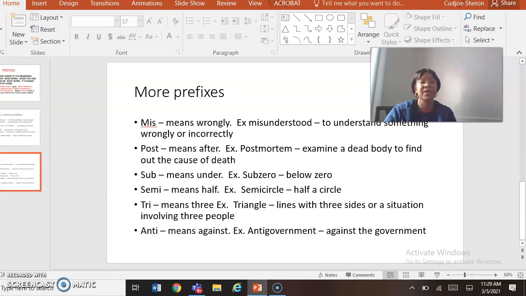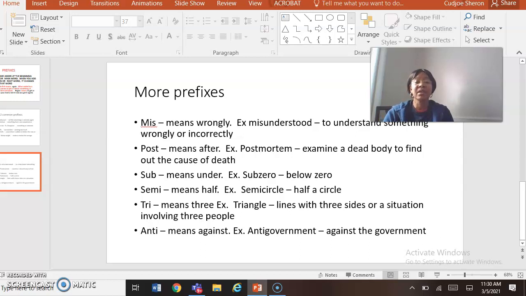Okay, let's look at our last six. Mis means wrongly or incorrectly. So the word misunderstood means to understand something wrongly or incorrectly. Post means after. Bet you haven't heard of this word. Post-mortem means to examine a dead body to find out the cause of the death. You can't perform a post-mortem on a living person, so it has to be after they're dead.